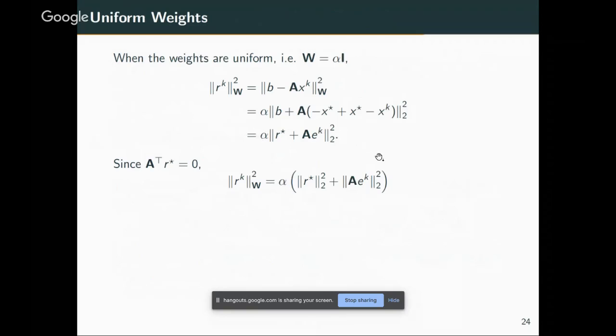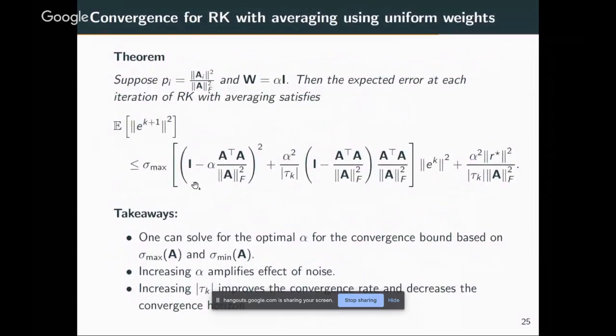Since we know that the least squares residual r star is orthogonal to the column space of A, when we expand this norm, the cross terms cancel. And so we can isolate the norm of the least squares residual and the dependence on the current error A e_k. Doing this allows us to write down a more interpretable convergence rate in the case where we're using these uniform weights. And that convergence rate takes this form.